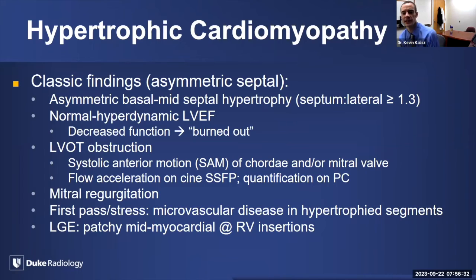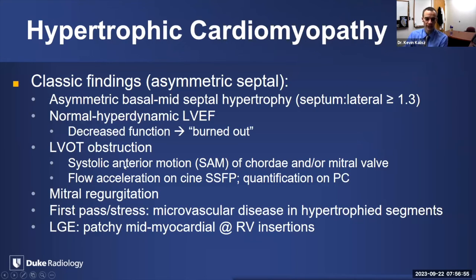From a morphologic standpoint, again, assuming the classic involvement, basal to mid septal hypertrophy, if you are going to get quantitative and measure, the ratio of the septum to the normal lateral segments is only 1.3. So if you really tried hard enough, you can give a lot of patients HCM. EF or function could be normal and even hyperdynamic. It's actually a very bad sign when it's decreased.